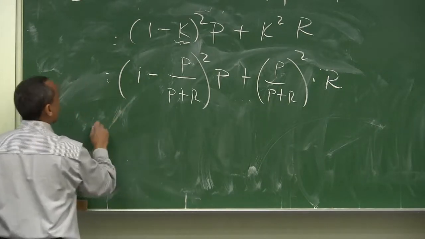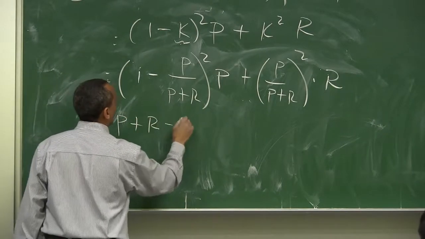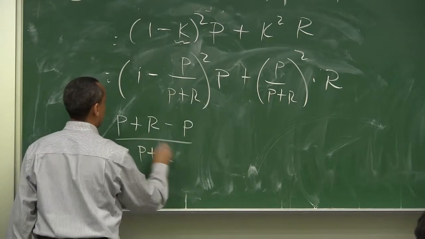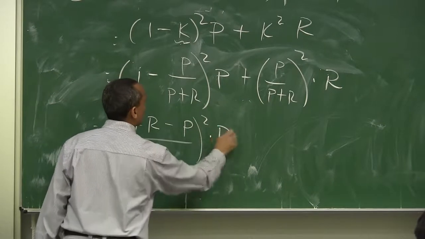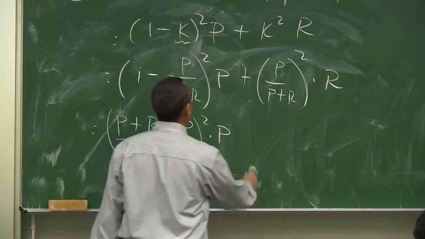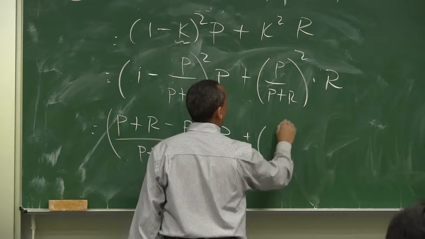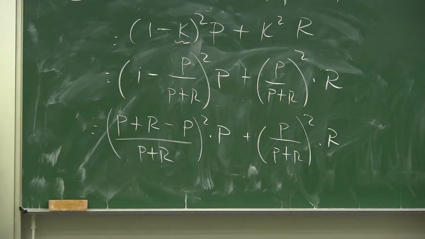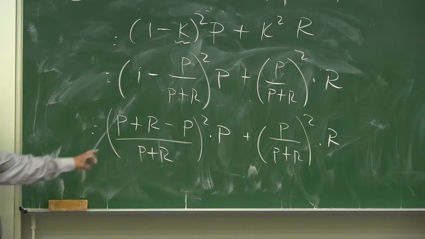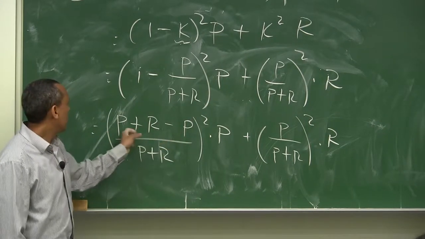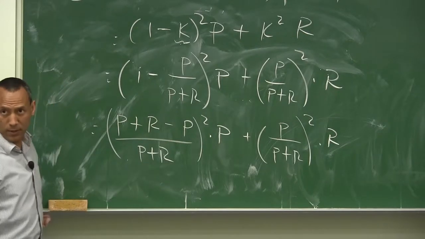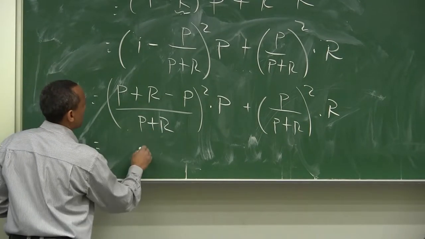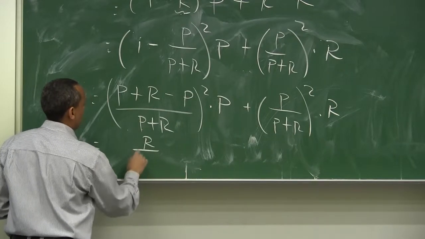So we take this one as P plus R minus P, over P plus R, the whole square times P, plus P over P plus R, the whole square times R. So P minus P goes, and what we have here is R over P plus R, right? So this is just 1 over R. So this is R into P plus R.